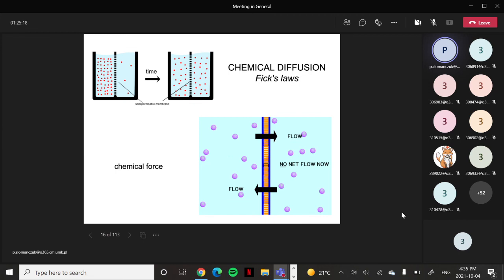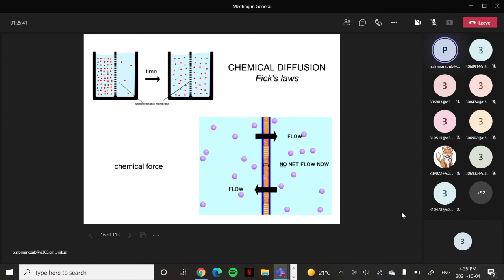This process is called diffusion, and the force which causes this is called chemical force. The first rule here is that the vector of the force is directed towards the environment of lower concentration of the molecule.